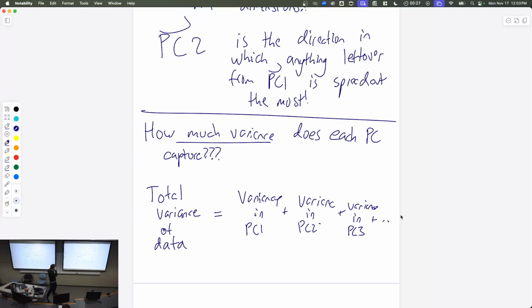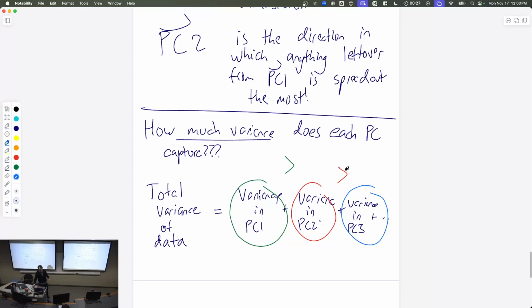Okay, and we chose PC1 to be the direction that maximized how spread out they were. So this will be the largest of all these numbers. This will be the larger. These kind of go in order. The variance of PC1 is bigger than the variance of PC2, which is bigger than the variance of PC3, and so on. But you can talk about what fraction of the total variance is in each of these things.